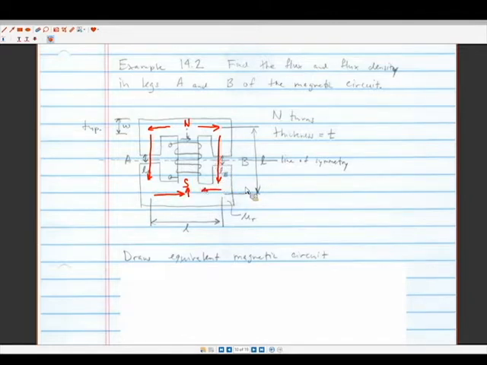Do the flux lines go from north to south or south to north? On the previous slide, I think you said they go from north to south. They do go from north to south. So here they're going downwards.